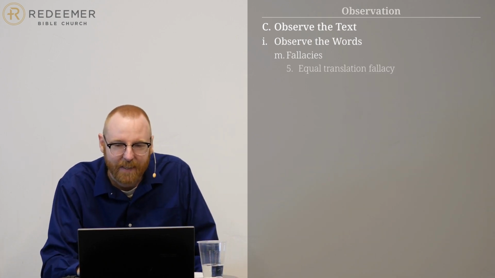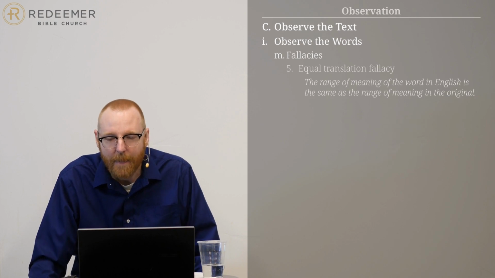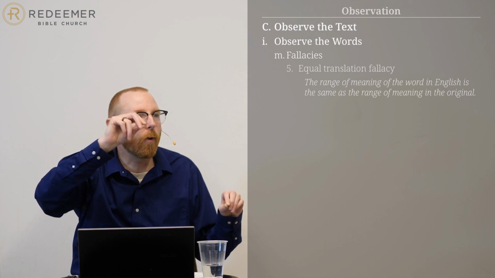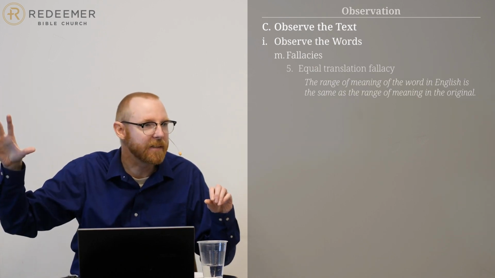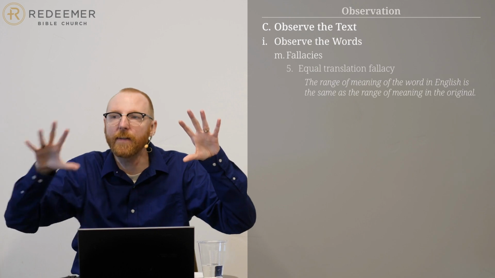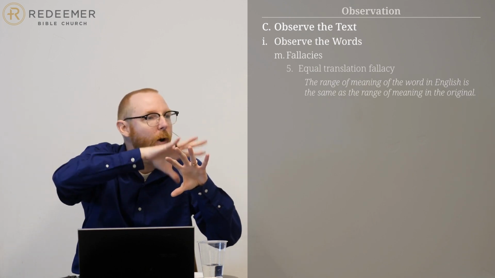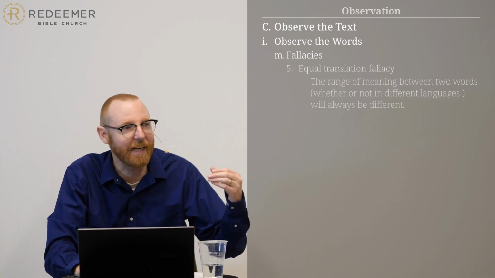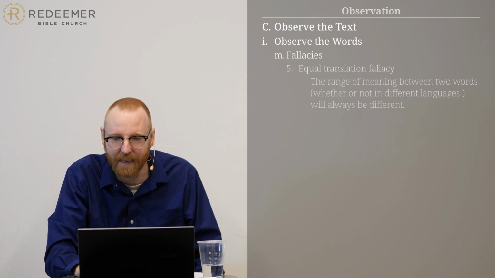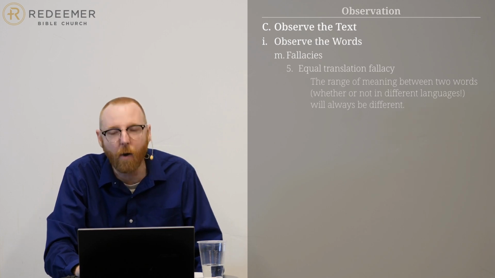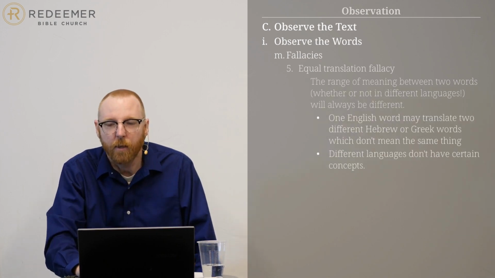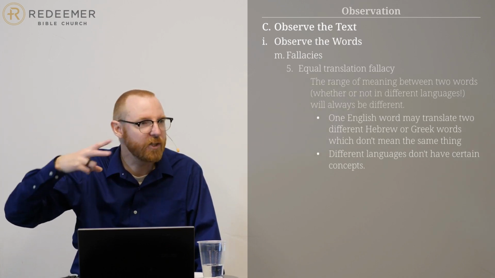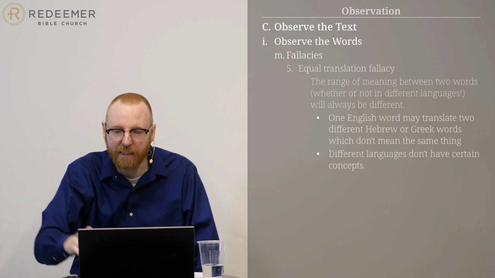Right? Equal translation fallacy. So this is the idea that the English word that translates the Greek word has the same range of meanings as the Greek word. And so everything that the English word implies, the Greek word implies. Does that make sense? I don't know. It's hard to come up with great examples for all these. I tried to come up with as many as I could, but the range will always be different. So I did have a couple of examples. One English word may translate two different words, which don't mean the same thing, and vice versa.